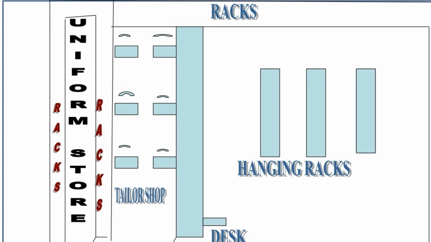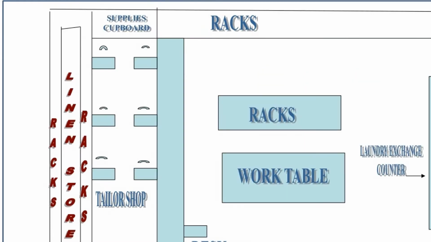This is the layout of a uniform room, in which we can see racks where the dresses of the people working in the hotel are hung. Then the tailor shop for remeasuring the uniforms as compared to each person. Then hanging racks, and then there is a check desk. This is a continuation of the linen stock room, in which again the racks and working table and tailor shops are shown.